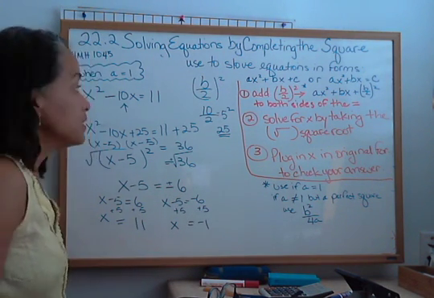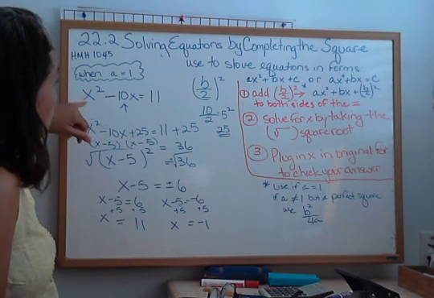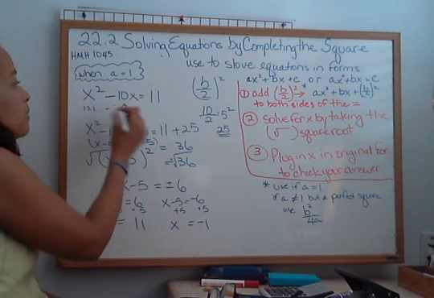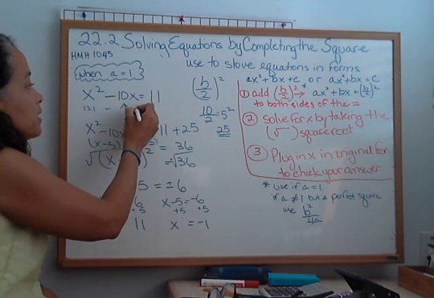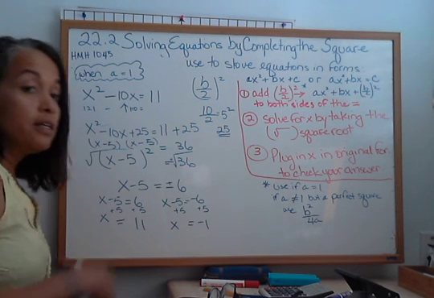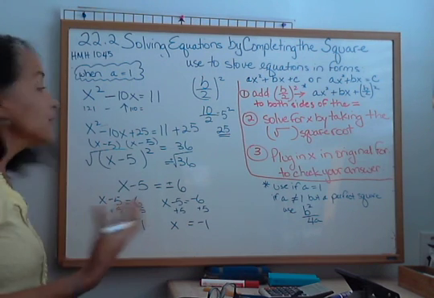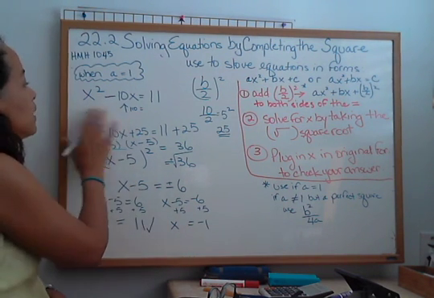Let's check this. Let's see if it works. I'm going to plug in 11. 11 squared is 121 minus 10 times 11 is 110. Does that give me 11? Yes, 121 minus 110 is 11. So 11 works.